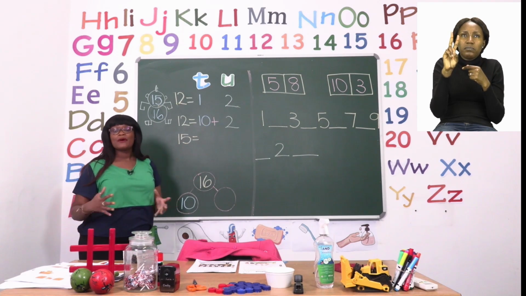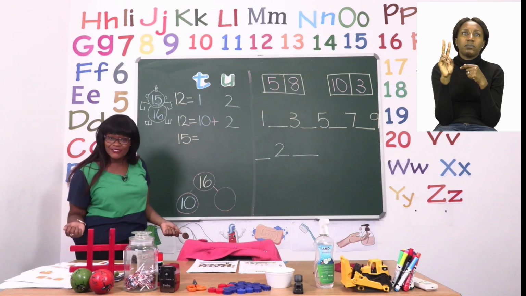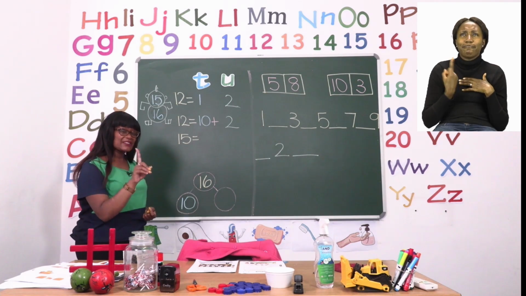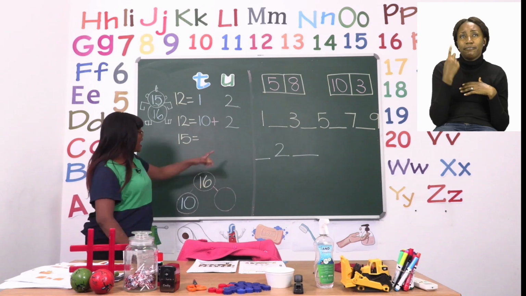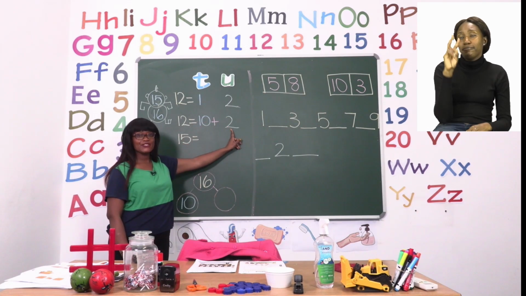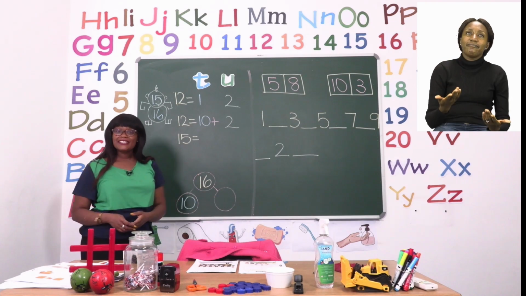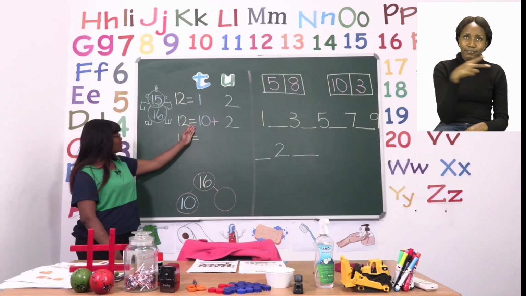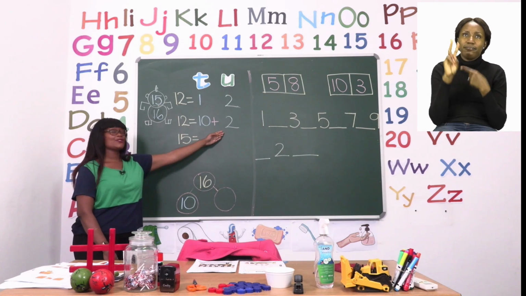Now remember what I said about Mrs. Units. She doesn't have a lot of friends. In fact, she likes to stand alone. So we're always going to see one digit for Mrs. Units. And her digit today is 2. Now we have completed the sum. It now says 12 equals 10 plus 2.